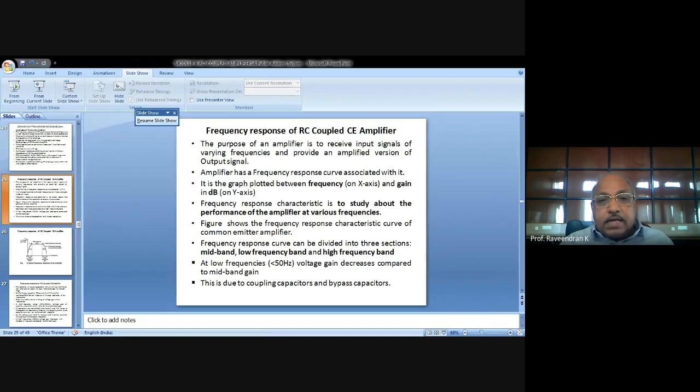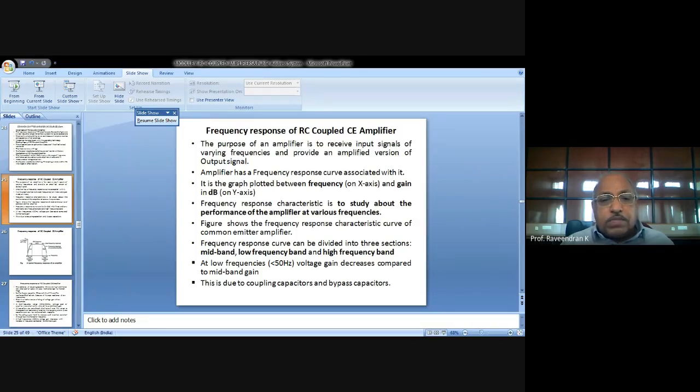when the gain here, if the gain is in dB, falls to 70.7% of the mid frequency gain, that is, the gain falls to a value equal to 0.707 AV, that is this point. That is the lower frequency point. And if you draw the same line like this and cut at the other end, that is the upper frequency point, the high frequency point. These two are called the lower frequency point and upper frequency point.